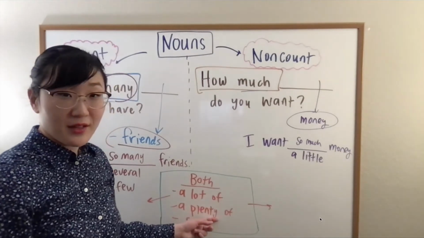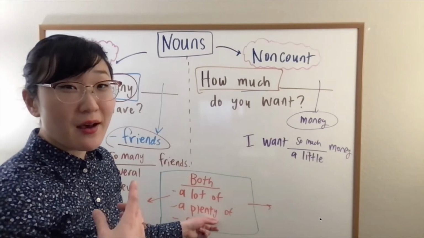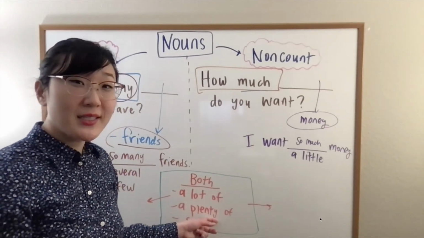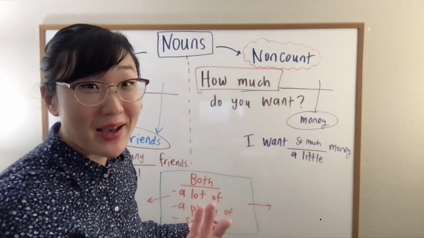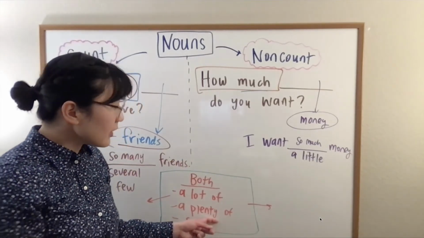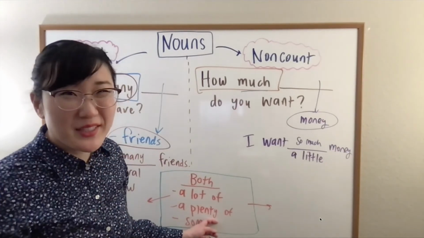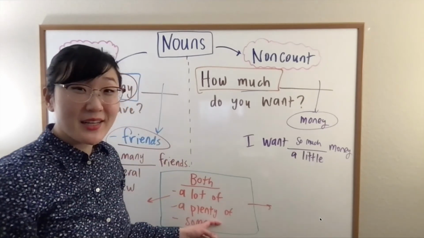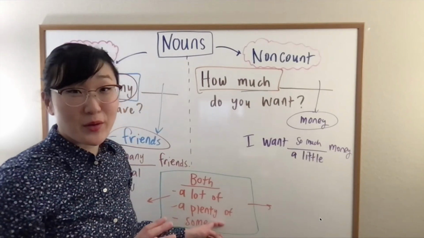Plenty of. Oh, I have plenty of friends. I have plenty of pencils in my bag. I have plenty of masks, right? We need masks during the coronavirus. Non-count nouns. I have plenty of jewelry. I don't need more. I have plenty of hair. I have plenty of milk. I don't need any more at the store, right?